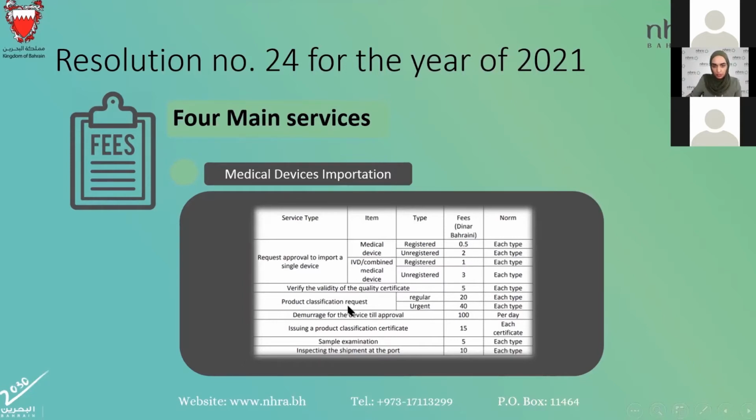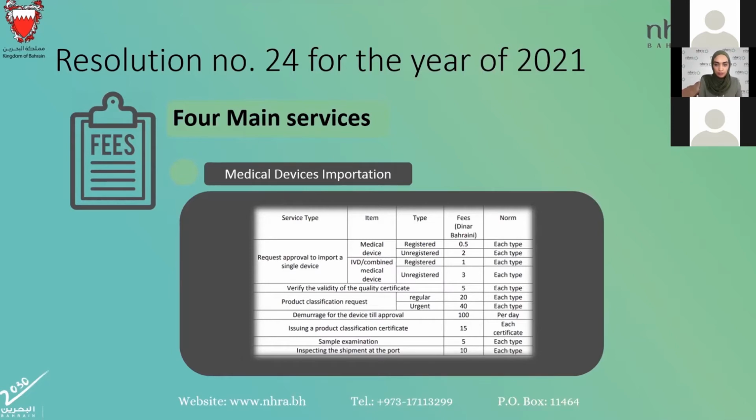Then we go to the product classification request, as Ms. Sabika just explained. The demurrage for the device till approval is a conditional service. We all know that you need to first get the approval of NHRA before you ship the device. But in some cases, if the device is shipped and the importer does not want to keep the device at port, wants to keep it with NHRA, the payment will be 100 BD per day. And the fee is a bit high because we want to avoid this kind of practice.